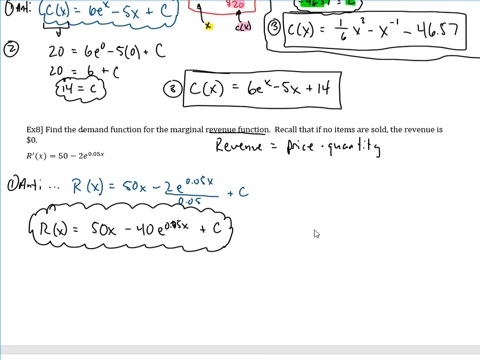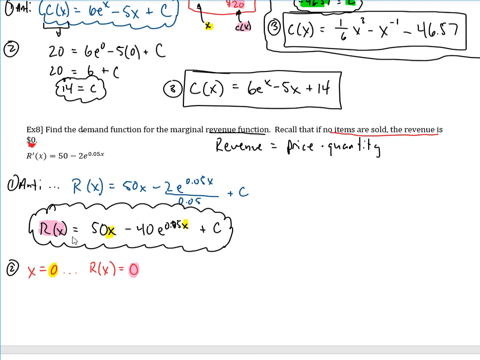And then, well, let's use this information. No items are sold. The revenue is $0. Okay, so with this information right here, this is our step 2. They're saying if no items are sold, that means when x equals 0, r of x also needs to equal 0. So we're going to replace the r of x. Let me go ahead and highlight it on here. This is going to be 0, and then every x that we have will also turn into 0.